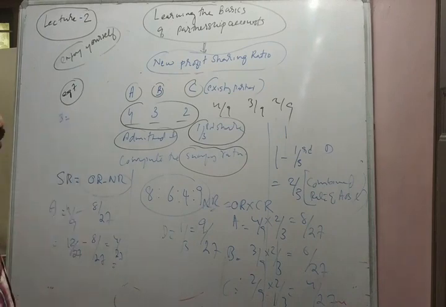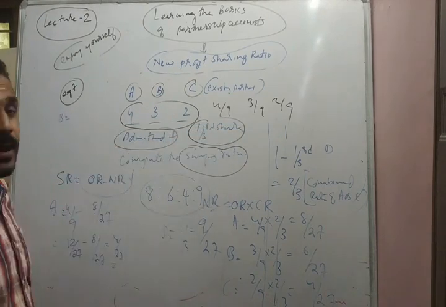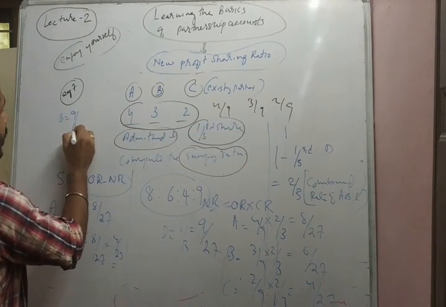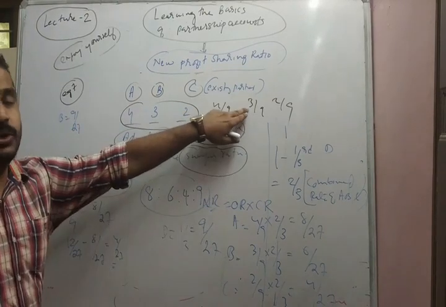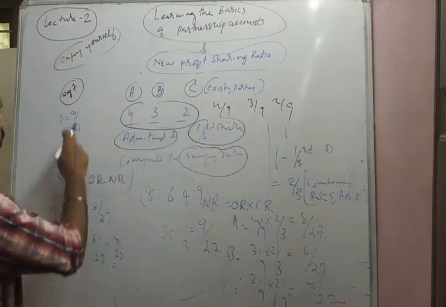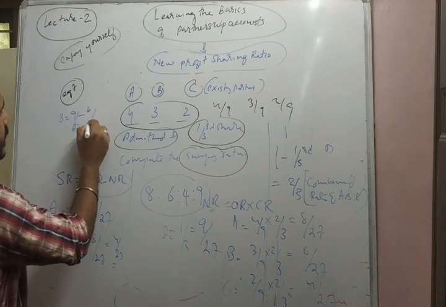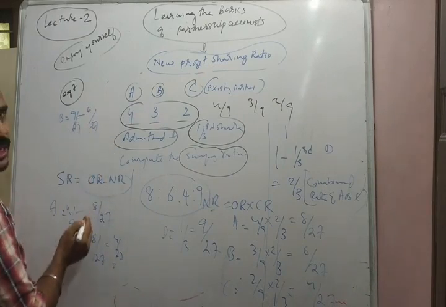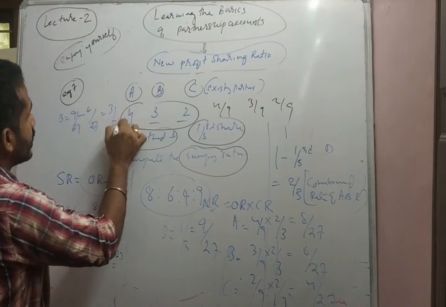As in the case of B, what is the old ratio? 3/9. 3/9 means 9/27, because 3 into 3, 9, 9 into 3, 27. So 9/27 minus 6/27, that is the new ratio. Then we will get 3/27.